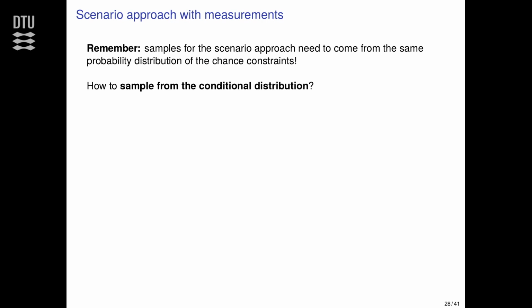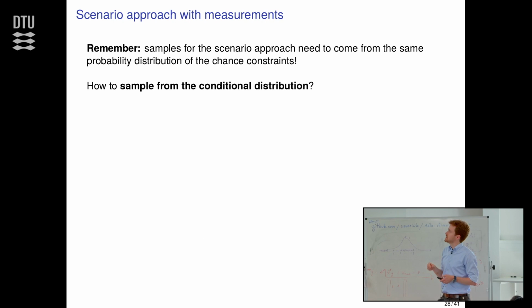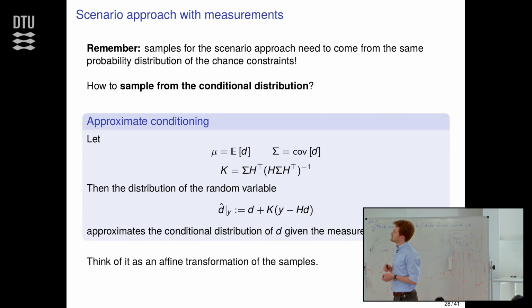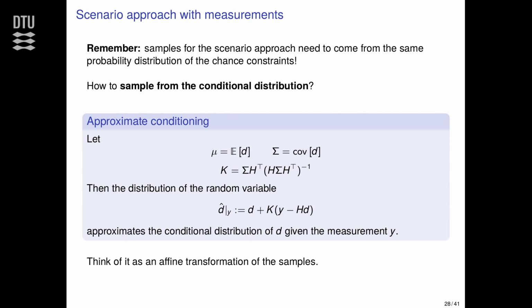And now the problem is that I showed you before in the take-home message that the samples you want to use for the scenario approach need to come from the exact same distribution you are using. If you use another distribution, like the Gaussian one, it's very bad. So how do you sample from this conditional distribution? And this is the only tricky or technical part you'll have to parse and understand here. I suggest this approximate way of computing the conditional samples from the conditional distribution.